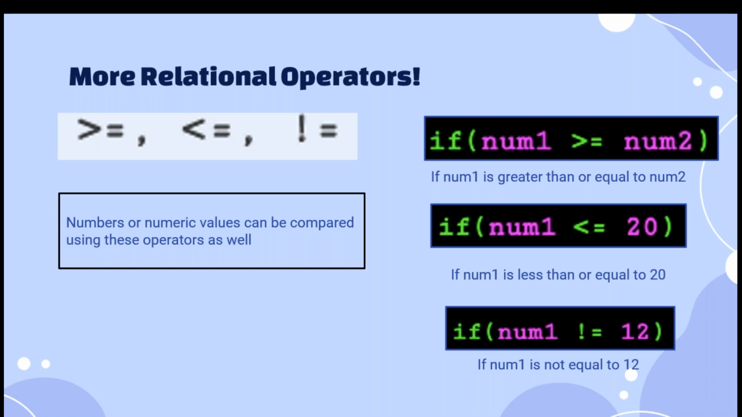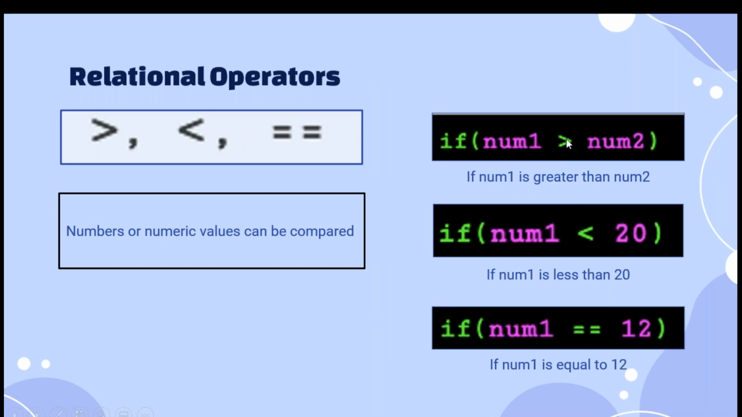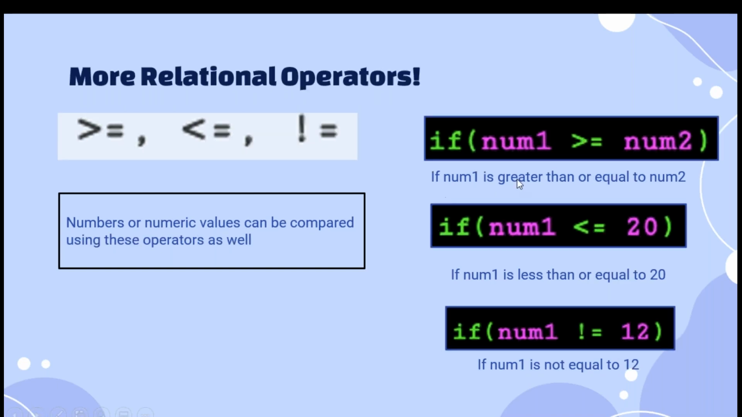So we have if num1 is greater than or equal to num2. If we have a symbol that looks like that, it means greater than or equal to. And if you remember before, it just meant greater. So if I go back here, as you can see, there's no equal to sign. This is just purely greater, but this is greater and equal to. And then the second picture is the same thing, but it's less than or equal to. And the third one, as you can see, is an exclamation mark and an equal sign. So this means it is not equal to. Before we had equal to, but now we have not equal to.